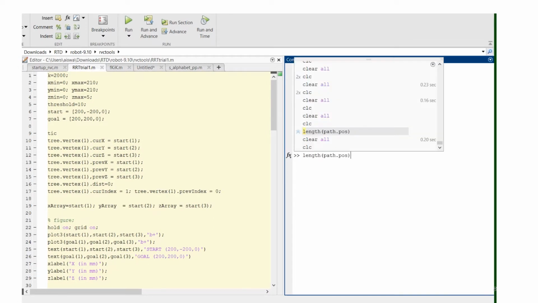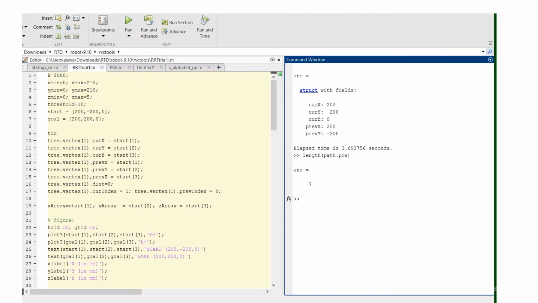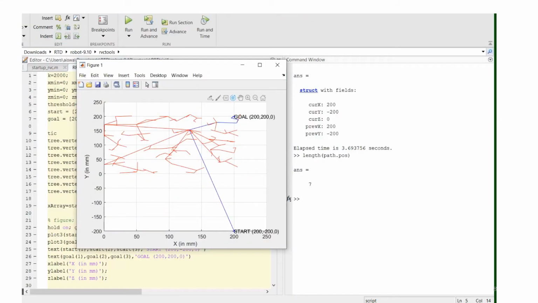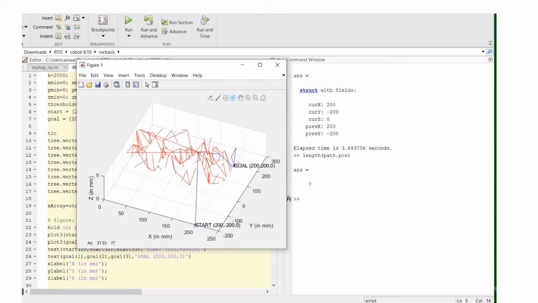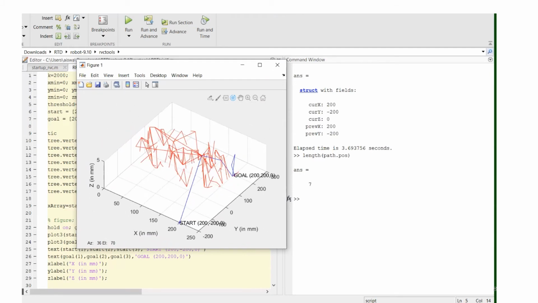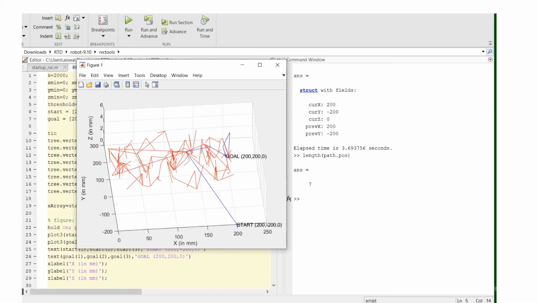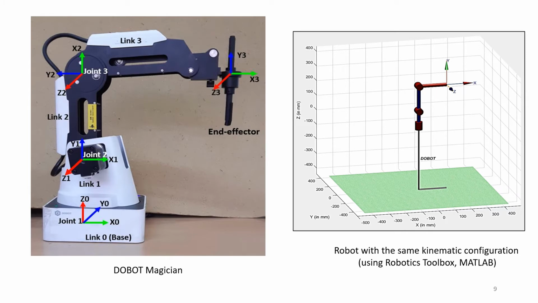RRT search in a 3D workspace. Here the search space is a cuboid limited by the search limits. The search occurs in a three-dimensional space. A 3R spatial serial manipulator was modeled in MATLAB using the Robotics Toolbox. This manipulator was modeled to have the same kinematic configuration as that of the Dobot Magician, which is one of the commonly used desktop serial manipulators.